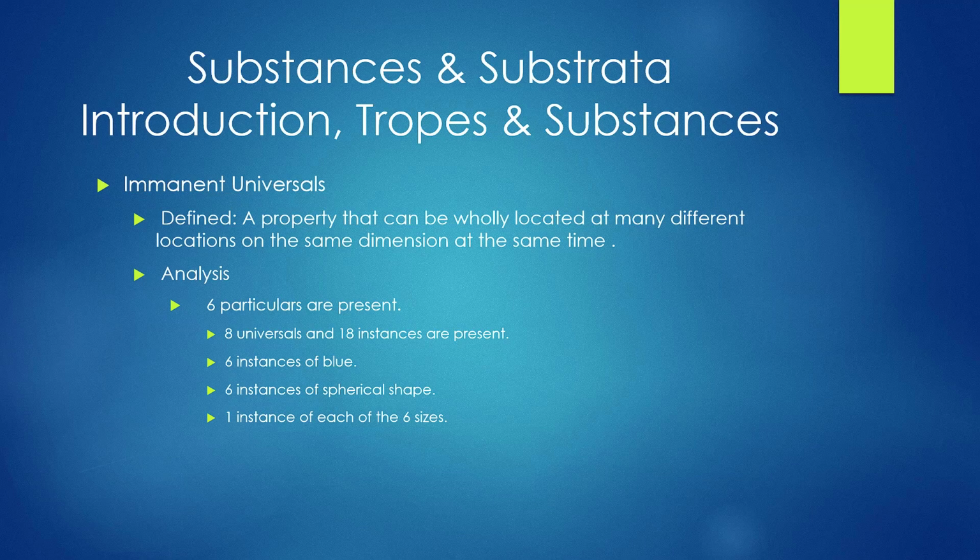And again, we saw this when we talked about Plato. It's not that there's like a big blue that gets chopped up and handed out like pieces of pizza. It's that blue is entirely located in all those different places. And of course, this seems rather mysterious. So let's get to the analysis of the 6 marbles.